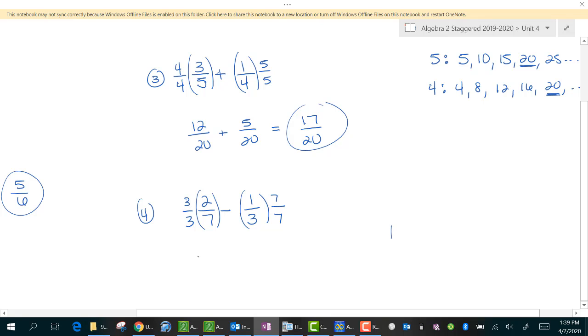So 3 times 2, I get 6, 3 times 7 is 21, minus 1 times 7 is 7, 3 times 7 again is 21. Now that those denominators are the same, I can add or subtract the numerators. So 6 minus 7 is negative 1/21.